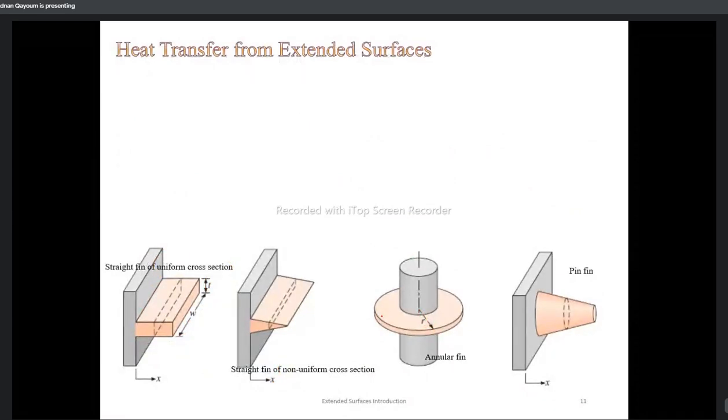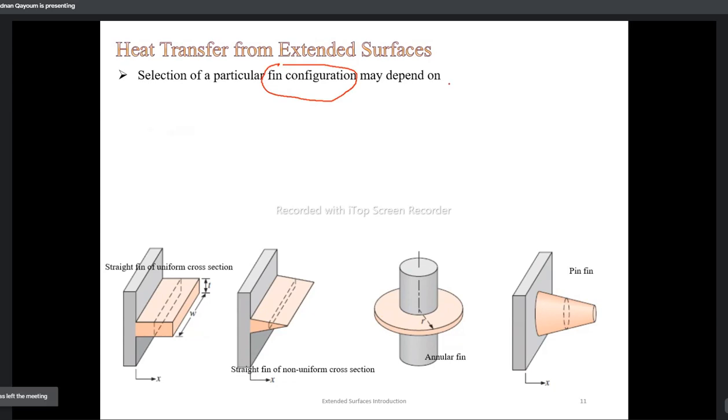So we have these things. So what do we have to do now? We have to choose a particular fin arrangement. It depends on some conditions. It depends on how much space is available.